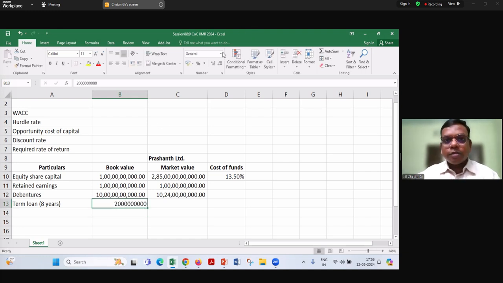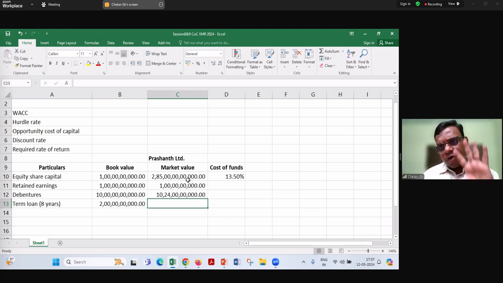And as usual, what happens in this particular case is this term loan will not have any market value. If I ask you what is the market value of this term loan, there is no market value, because this is not going to be sold in the open market, right? Because the company has taken a bank loan, there is only going to be book value. Only book value for the term loan. The market value of the term loan will not be there.